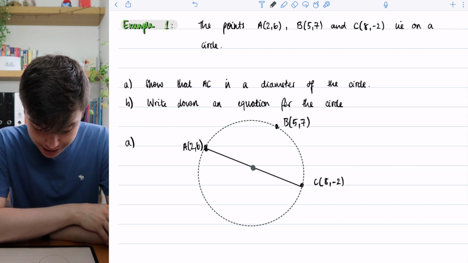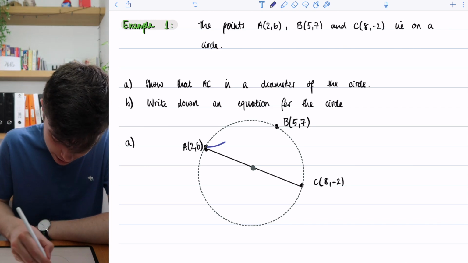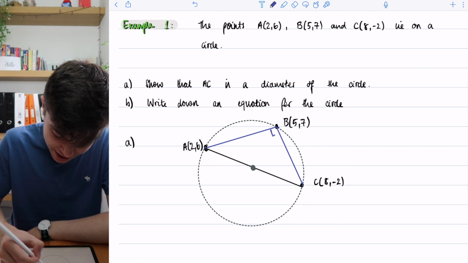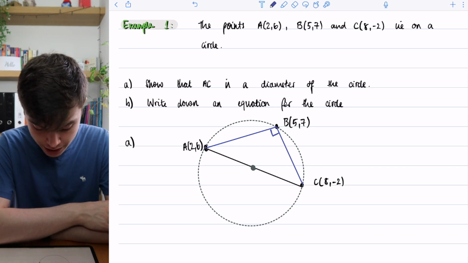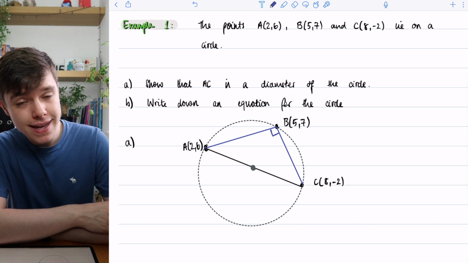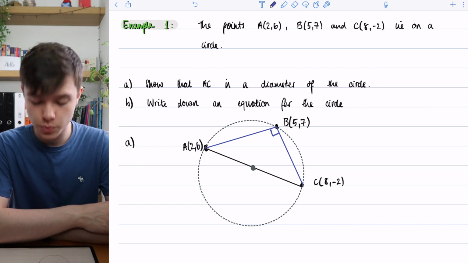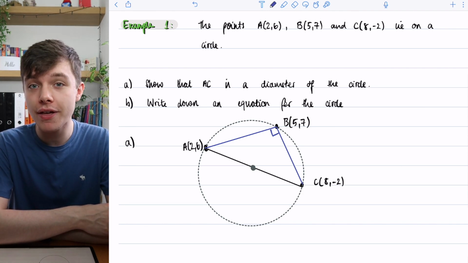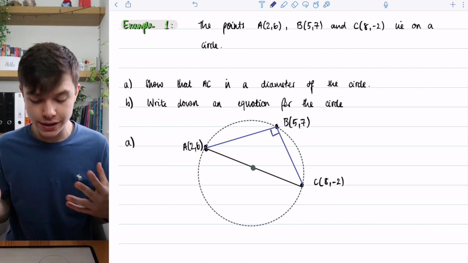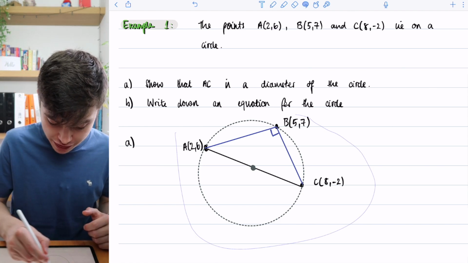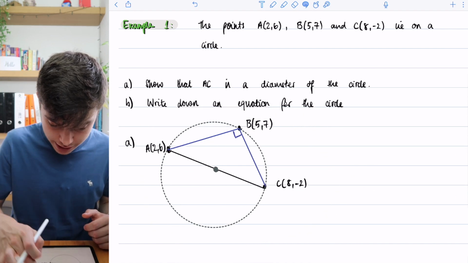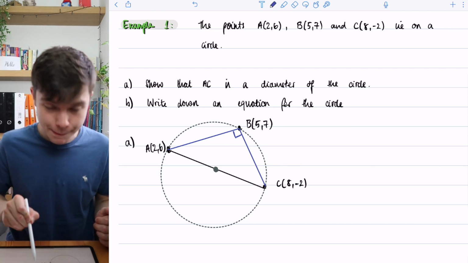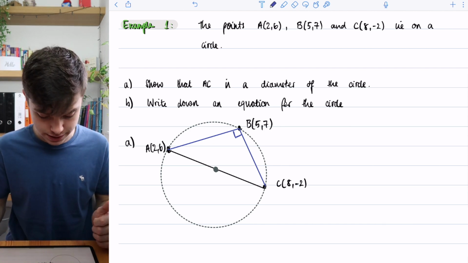So show that AC is a diameter. If it is a diameter, this connecting like that and that connecting there means this is a right angle. So let's work out the length of AB, let's work out the length of BC, and let's work out the length of AC. And because it's a right angle, let's test whether Pythagoras works. That's what we'll always do in these questions, because Pythagoras only works for right angle triangles. If it does work, the triangle is right angle, so that means AC is a diameter.